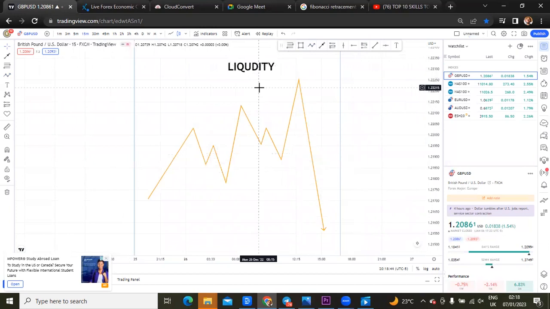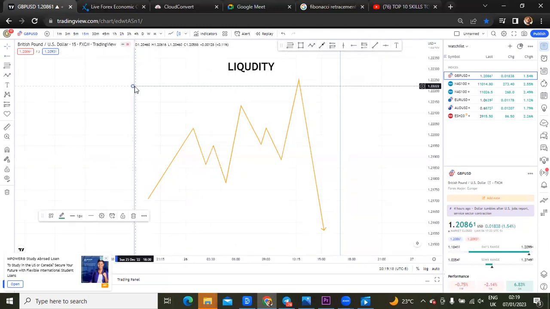Now, in the markets, liquidity is just like a particular destination that price is always fueled to, or always pushed to by the market makers. These are destinations where these market makers think people have their money kept, or people have their stop losses kept. Stop losses are money. So when they push prices to those places, they make a lot of money from it.